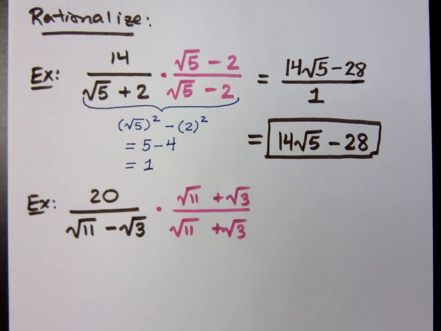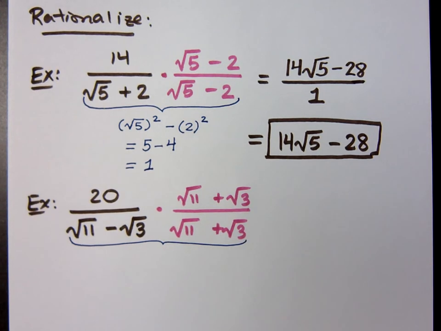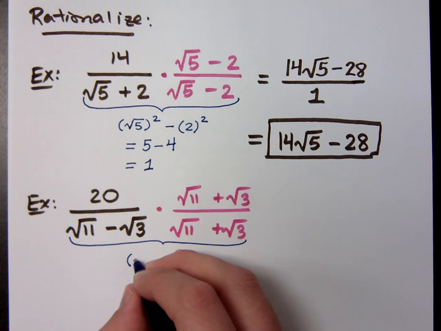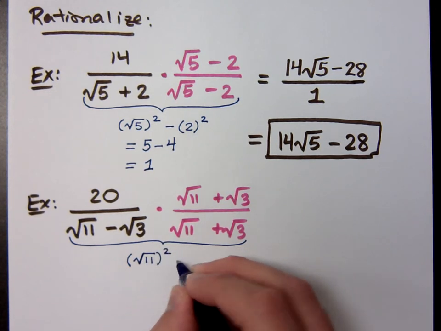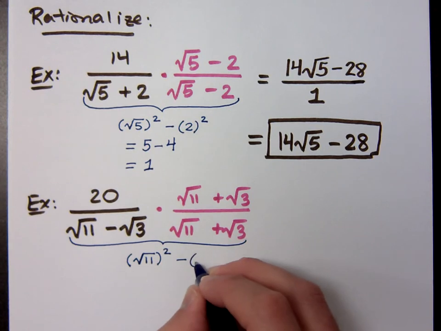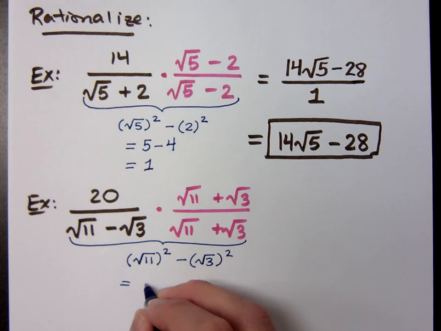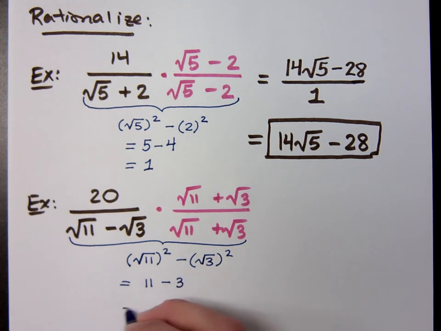Okay. Now, in this denominator, what happens here? It equals 1, so it goes away. Square root of 11 squared minus the other, square root of 3 squared. So what do we get here? 11 minus 3, which equals 8. Right?